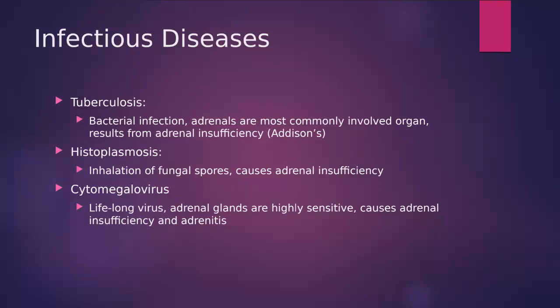Next, we have infectious diseases that we need to be aware of in terms of the adrenal gland. So tuberculosis, this is something that the adrenal glands are very sensitive to. It is a type of bacterial infection. You guys, you're already working in healthcare, you have already had to get TB tests. That's what we are testing for, active or latent tuberculosis. It's a type of very easily transmissible bacterial infection. And the adrenal glands are actually the most commonly involved organ in cases of tuberculosis.